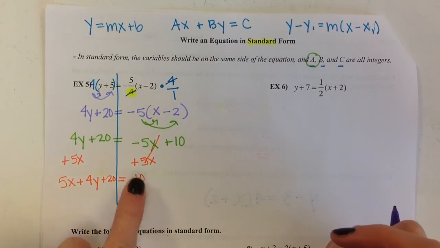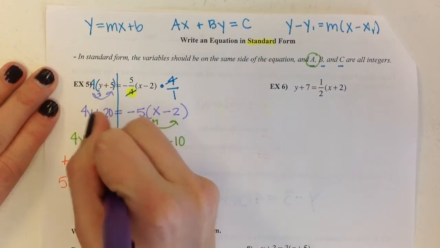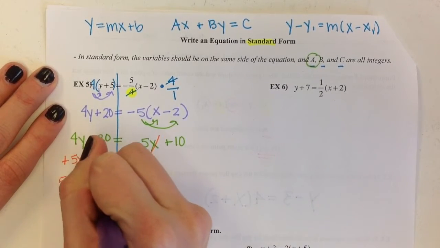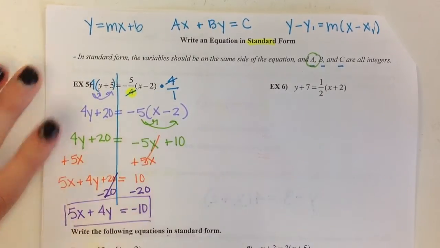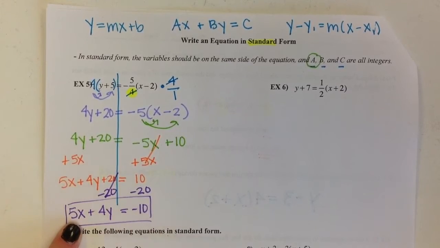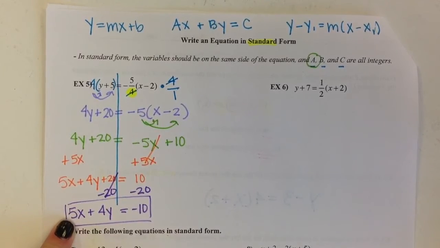Move that to the right side since the variables are on the left side. So I'm going to subtract 20 from both sides. I get 5x plus 4y equals negative 10. So I'm just going to check to make sure everything worked. I have my x and y on one side, my constant on the other. They are all whole number integers, and our x is positive.